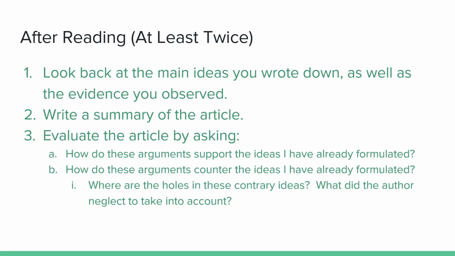So evaluate the article after that by asking, how do these arguments support the ideas I've already formulated? How do these arguments counter the ideas I've already formulated? And where are the holes in these contrary ideas? What did the author not think about or not take into account? Again, if you're writing an annotated bibliography, this summary and evaluation are going to be key.